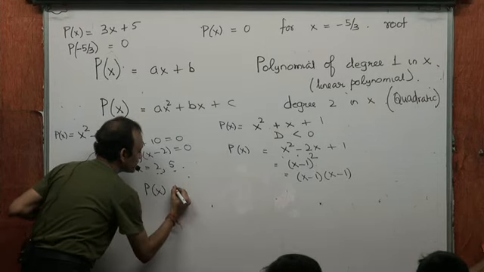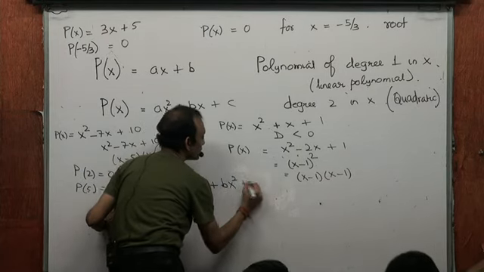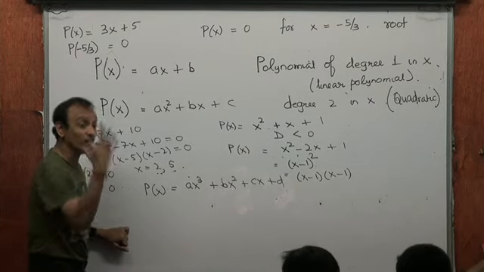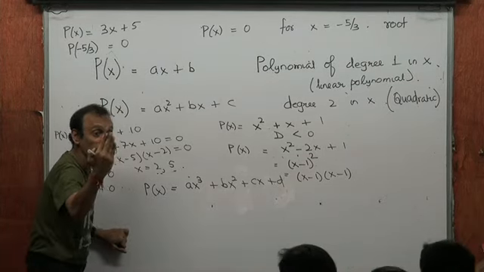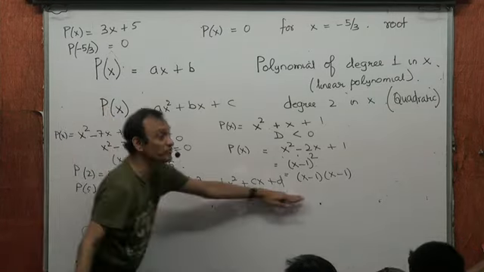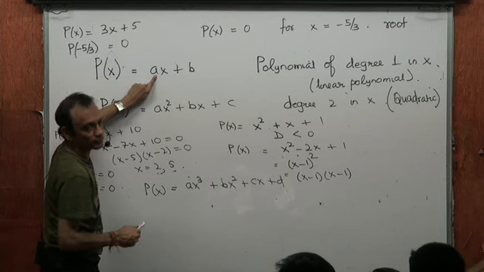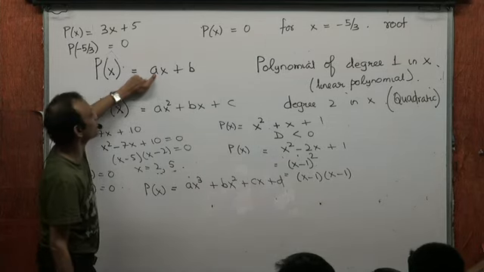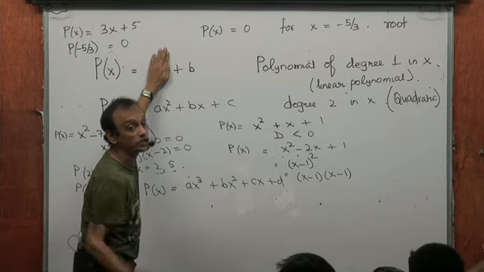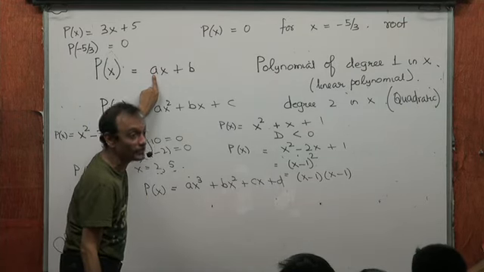A polynomial of degree 3 is like this: ax cubed plus bx squared plus cx plus d. It will have exactly three roots: real or complex, distinct or coincident. Important thing is, if it's a polynomial of degree 1, then a should not be 0, because if a turns out to be 0, it will be a constant and it will become a polynomial of degree 0. A constant is a polynomial of degree 0. So b can be 0, but a should not be 0 in a polynomial of degree 1.